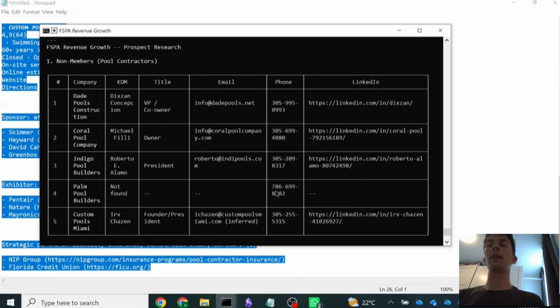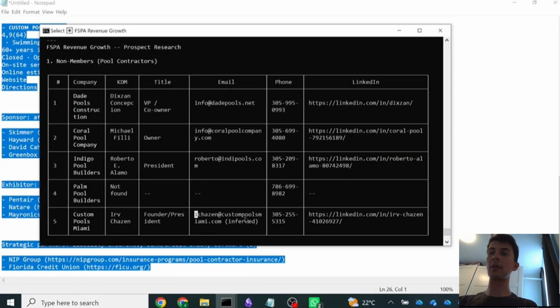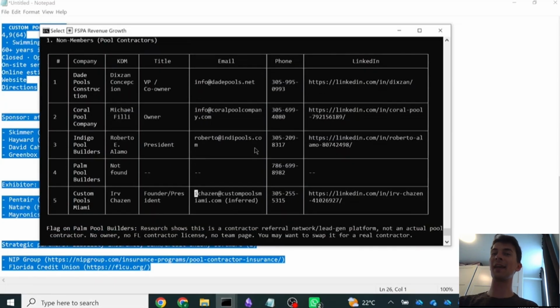That's also fine in some cases, but in 4 out of the 5 cases, we were able to find a named person, a contact email. This one's inferred, so it's like kind of 50-50 as to whether that'll work. A phone number and a LinkedIn profile from every one of these. So if I were the executive director of the FSPA, I would be adding all these people on LinkedIn. I'd be emailing them and calling them and asking, hey, saw you're not a member yet, but you could be reaping all these benefits. Like, let's have a coffee or something like that.